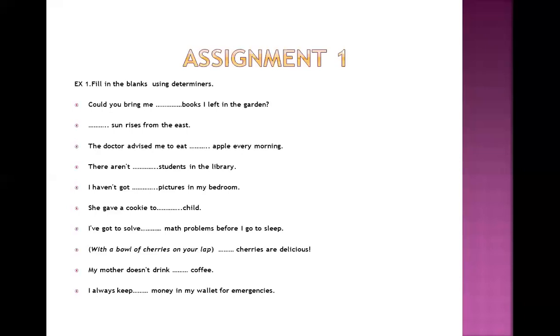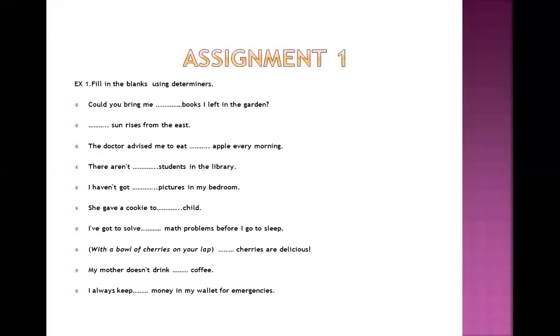Subject pronouns like I, you, he, and possessive pronouns like mine, yours, his, cannot be used as determiners because they can never be followed by a noun. This you need to remember. This is an important point.